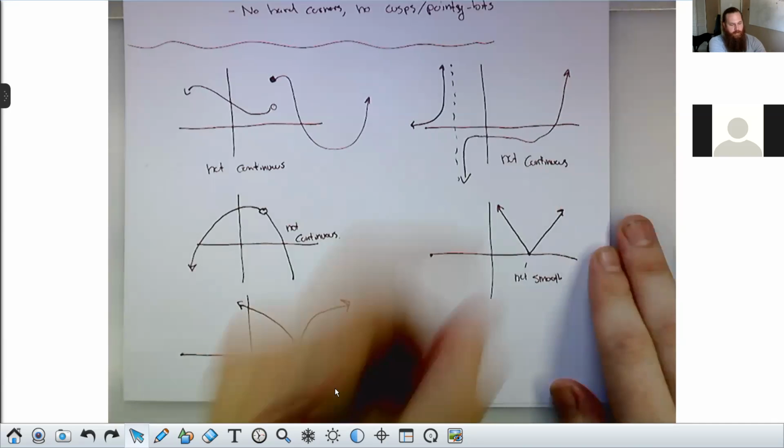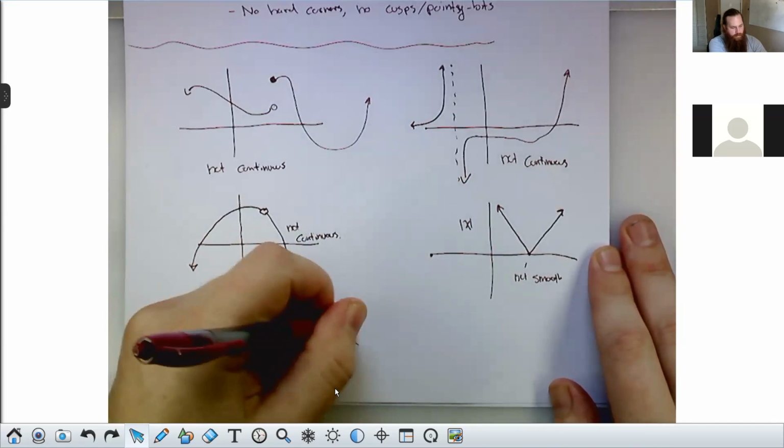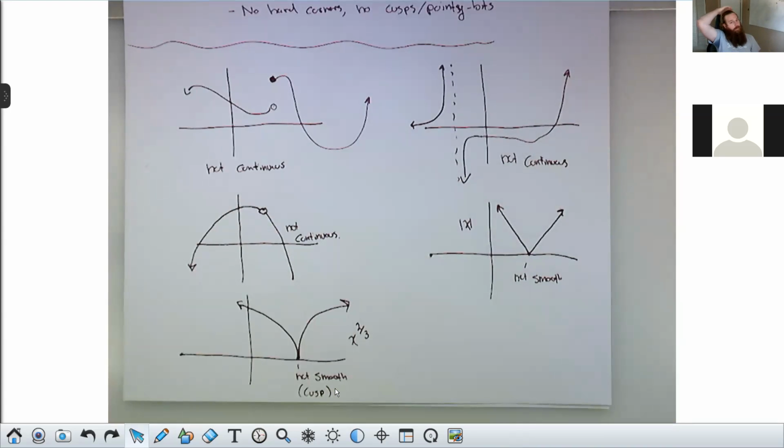Some examples of things that look like this are the absolute value of x. Some things that look like this are x to the 2/3 power. Those have those sort of pointy things.